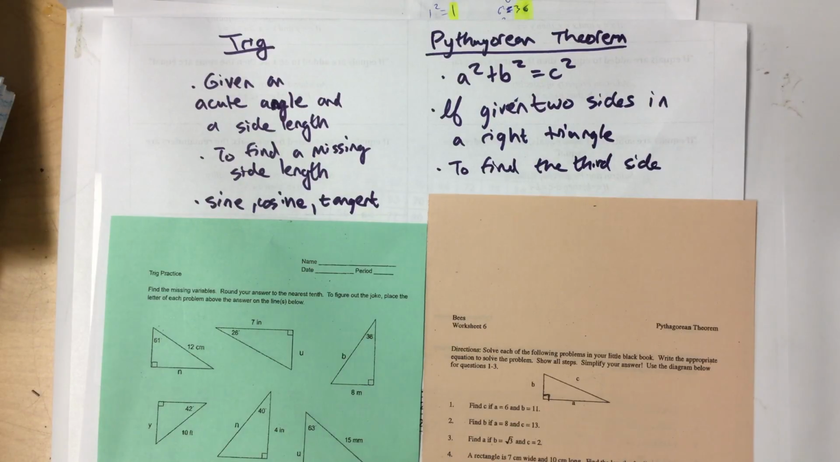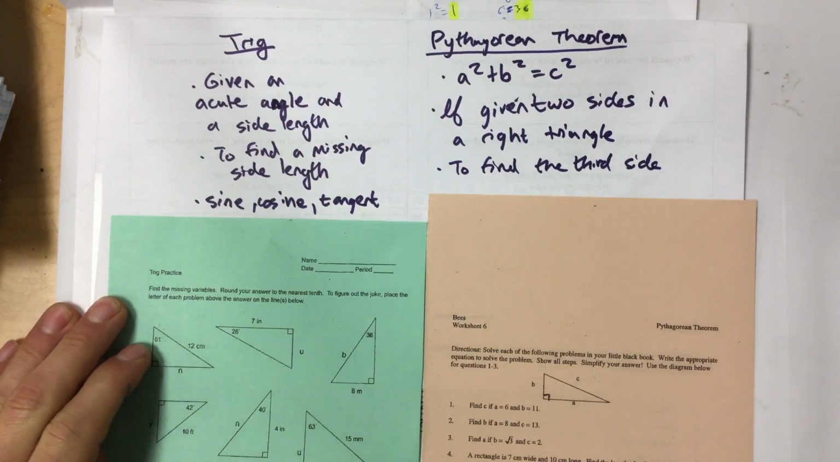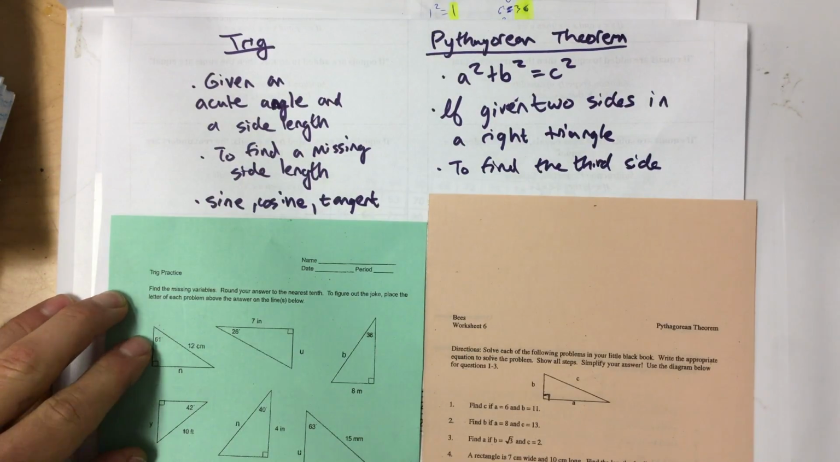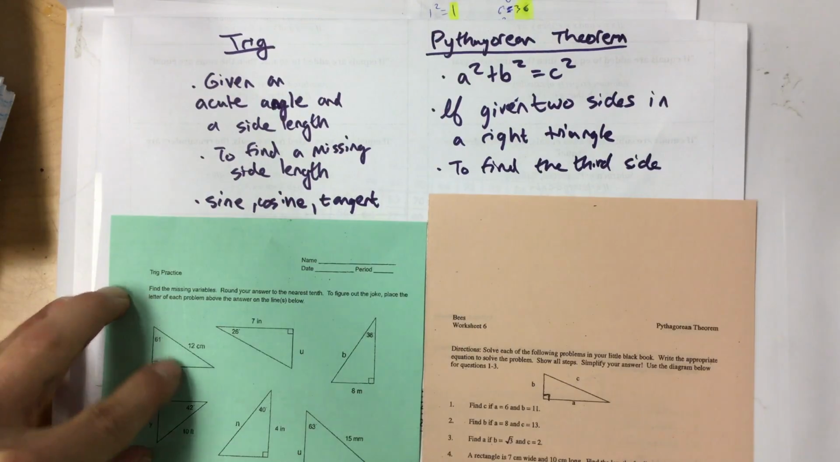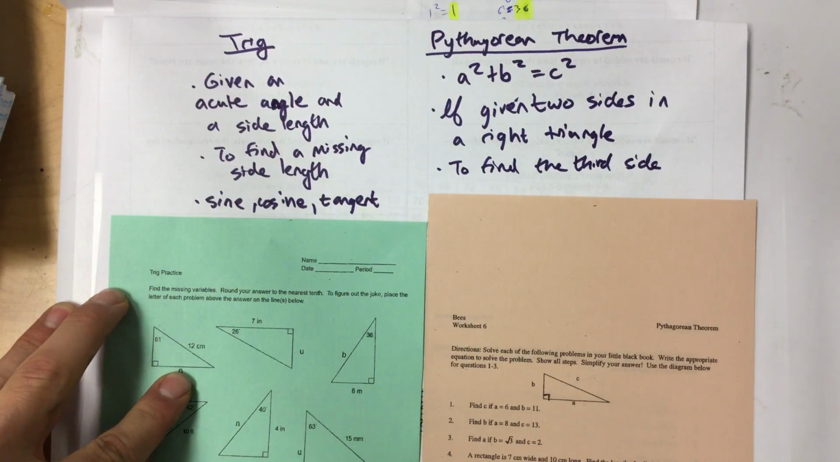Okay, so let's try this first problem on this green sheet. So the angle given is, the acute angle given is 61 degrees. And we already said we were given n, which is the opposite side. It's across from the acute angle that's given.